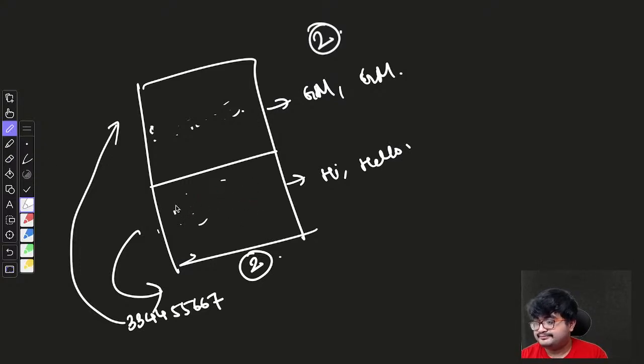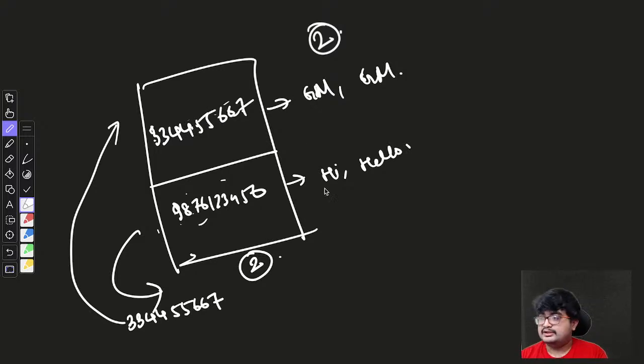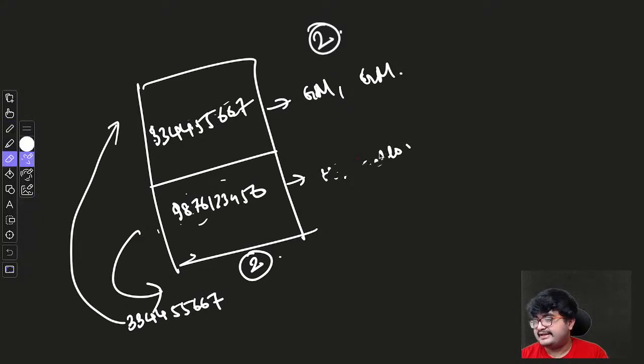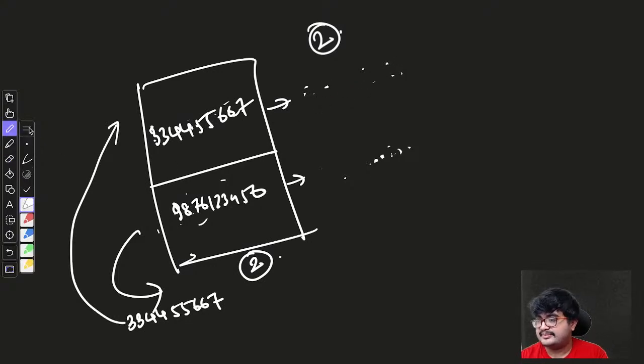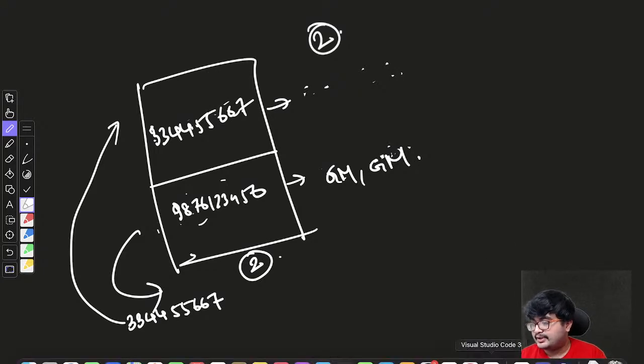So we have 9, 8, 7, 6, 1, 2, 3, 4, and 3, 3, 4, 4, 5, 5, 6, 6, 7, and this hi hello goes away, and this now has a message of good morning, and this has some other message, right? We haven't checked that, but yeah, this has some other message. So this has good morning and good morning. 1, 2, 3, 4, 5, 6, 7, 8, that number is gone because it doesn't fit in the screen. The last one will be gone.